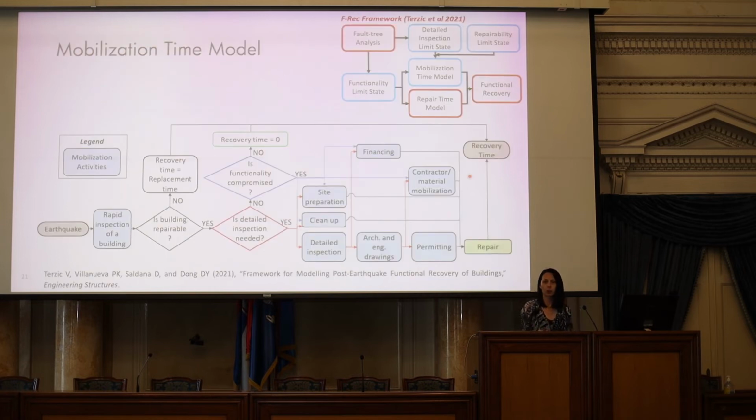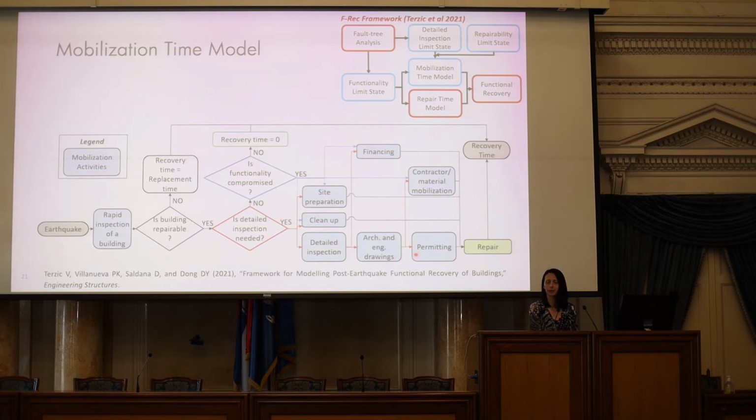And the last component of this model is the mobilization time model. So this model calculates the time from the earthquake until you start repair. And this one includes all activities that need to happen for the repairs to start, right? And I have already mentioned some of them. I mentioned the inspection, engineering, permitting, but there are many more than them. But what's unique to this model is that here we are using 3 states that could possibly happen within the building that are going to define which activities will be triggered and how long they will last.